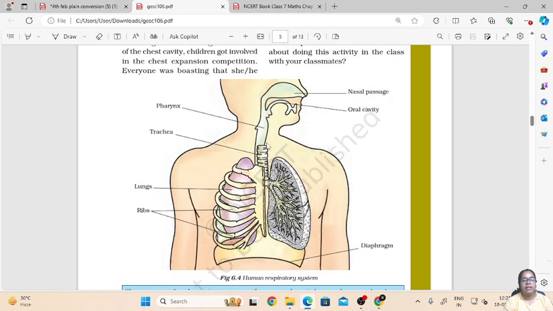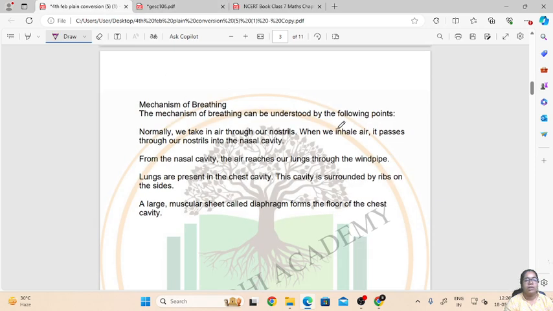Now let us understand that with a diagram. This is the nasal passage, and this is the nasal cavity over here. From here the air, that is oxygen, enters through the nasal passage. First the air enters through the nostrils, and when we inhale, it passes through the nostrils into the nasal cavity. From the nasal cavity, the air reaches our lungs through the windpipe.